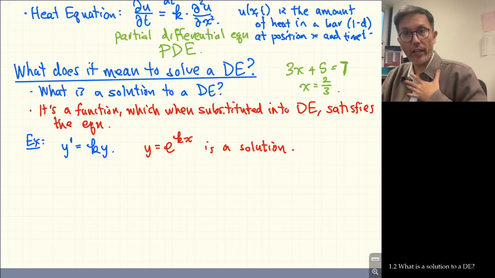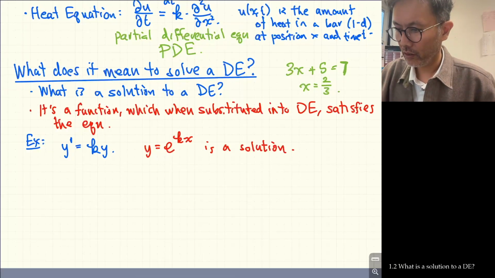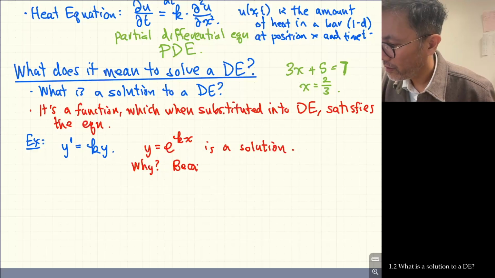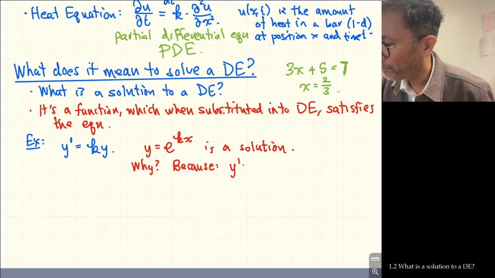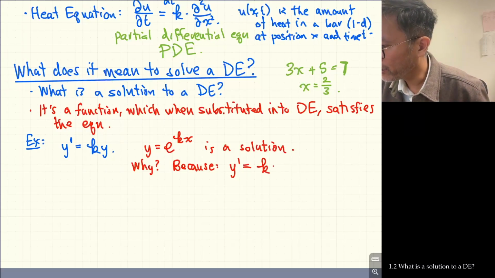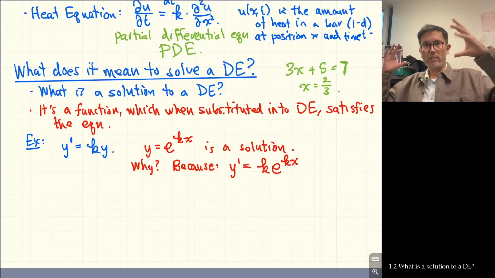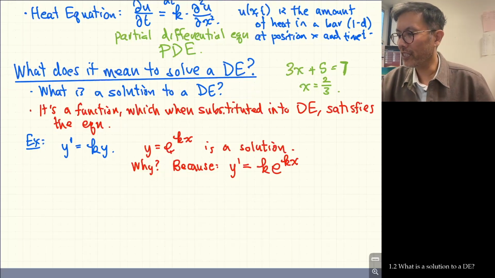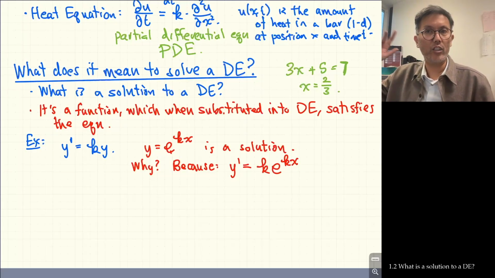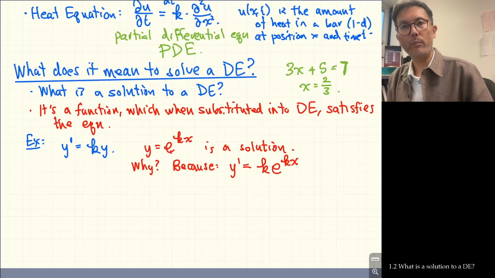Now, why is this? I'm asserting that this is a solution. Why is it a solution? Because, what is y prime? Remember by the chain rule, y prime is just k times e to the kx. The derivative of e to the x is itself, so the derivative of e to the kx is e to the kx times the derivative of kx. That's the chain rule bit. And that's k, so we put that k out front.